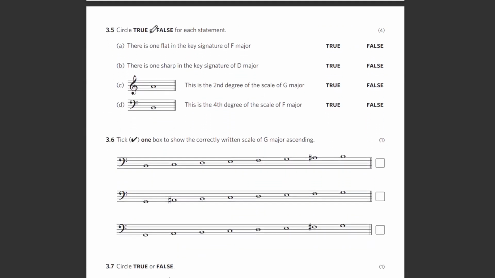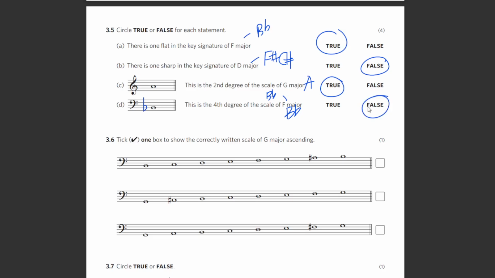Next let's move on to 3.5, true or false for each statement. So A, there is one flat in the key signature of F major, which is correct because F major has B flat, so true. There is one sharp in the key signature of D major, it is false because D major has F sharp and C sharp. This is the second degree of the scale G major. So G, the second degree is A, and because G major only has F sharp, A is just A. So this is the note A, so it is true. This is the 4th degree of the scale of F major. So F major, F, G, A, B. But F major has B flat, right? Its key signature has B flat. So instead of B, you should have B flat. So this B should be a flat. It's not B. So it is false.